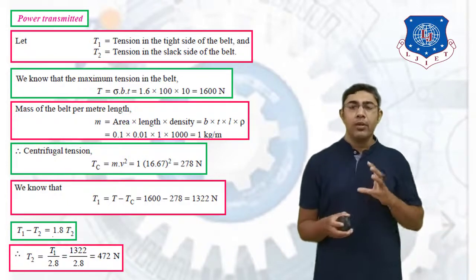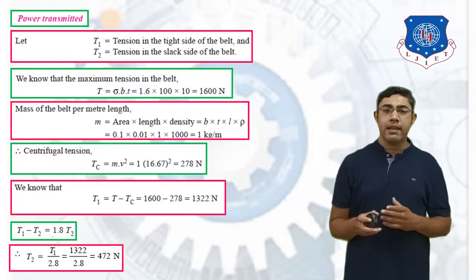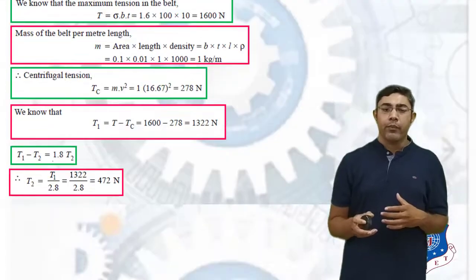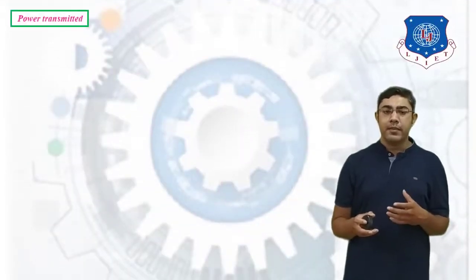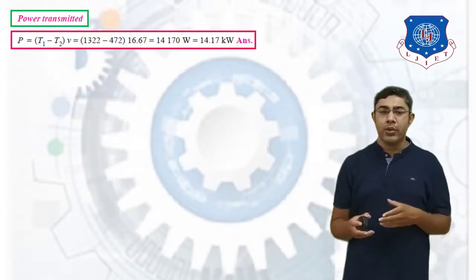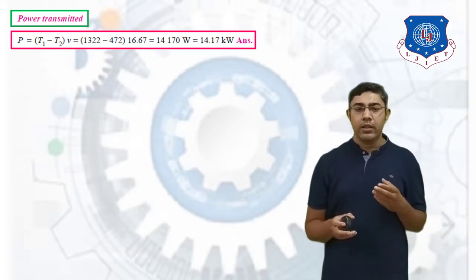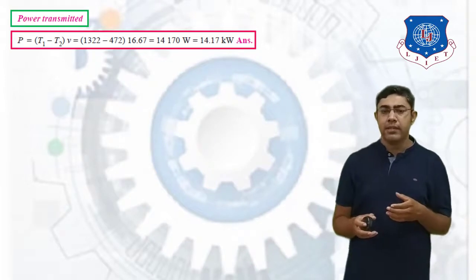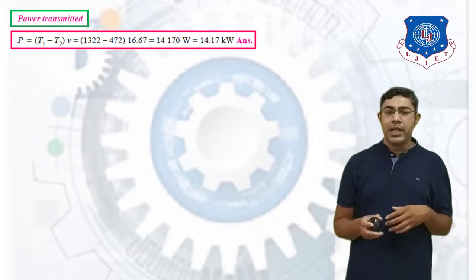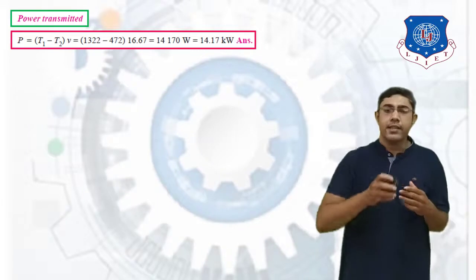So now we have the values of T1, T2 and velocity V that is given in our problem, 16.67 meter per second. So we can calculate the power at this given speed. Power transmitted at the given speed P is equal to T1 minus T2 into V, where T1 is 1322 newtons, T2 is 472 newtons, and V is 16.67 meter per second. So we get P is equal to 14.70 kilowatt. This is our first answer.